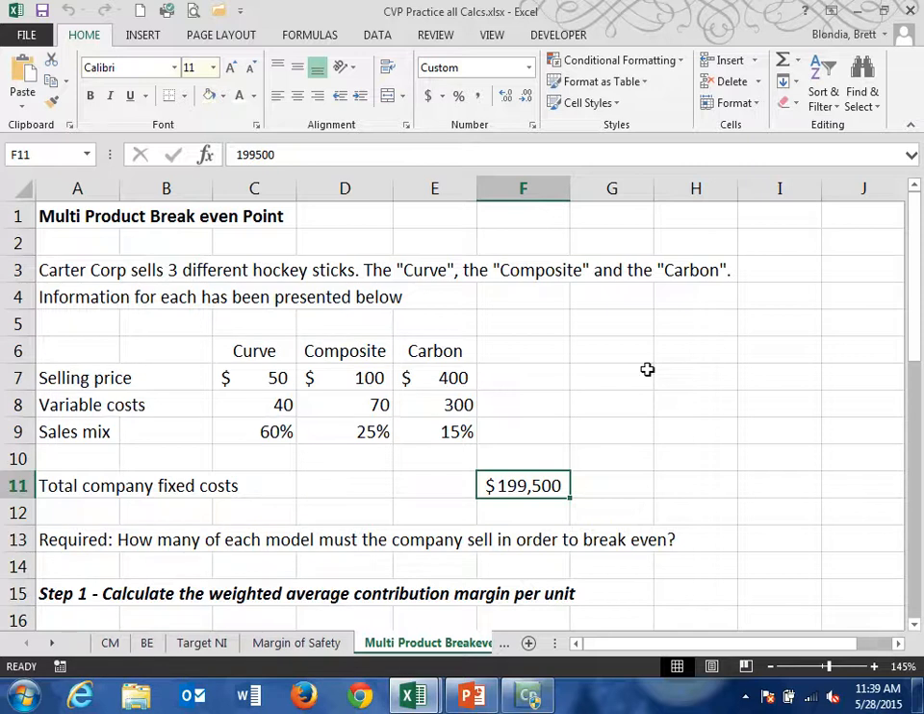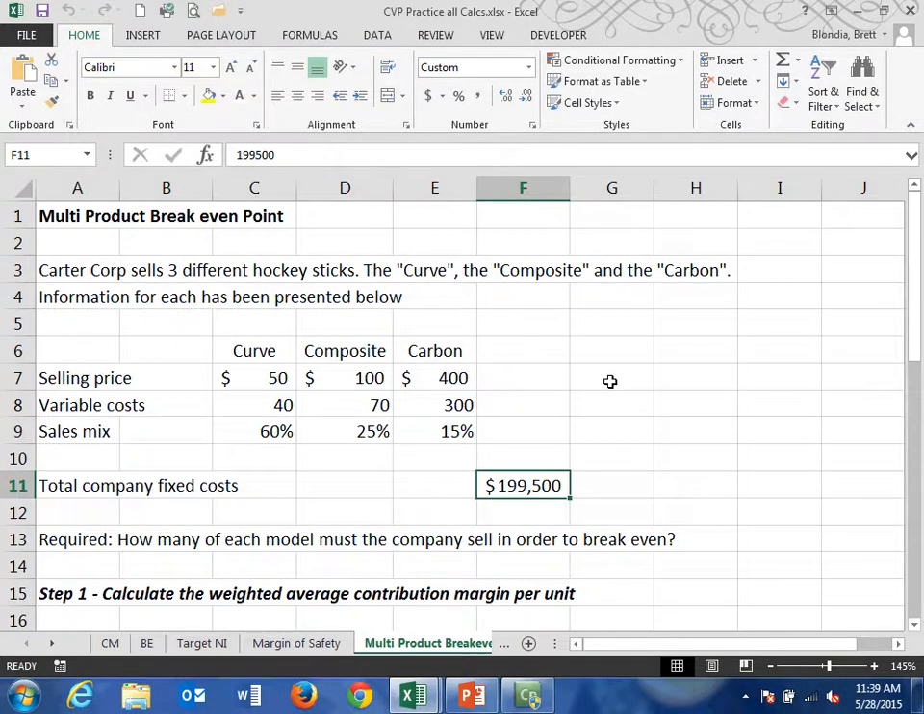Okay, so here's the trick, right? We know based on what we just talked about that calculating the multi-product break-even point is a 3-step process. This question has simply asked us for the last step. What's the break-even point in each individual unit? We can't answer that without doing the first 2 steps. So in most cases, regardless of what's asked of you in the question, you're likely going to have to do all 3 steps. Unless it's just asking you for the first part and saying what's the weighted average contribution margin per unit. But if the question is asking for how many of each unit or each model must the company sell to break even, we're going to need to go through each of our 3 steps.